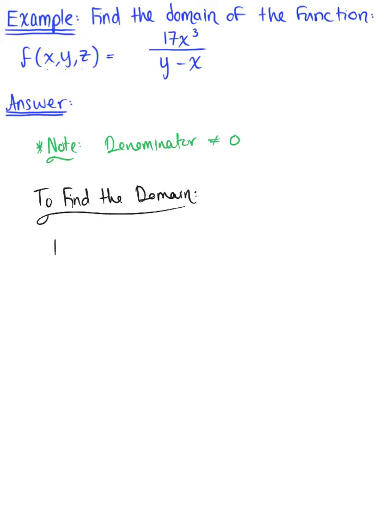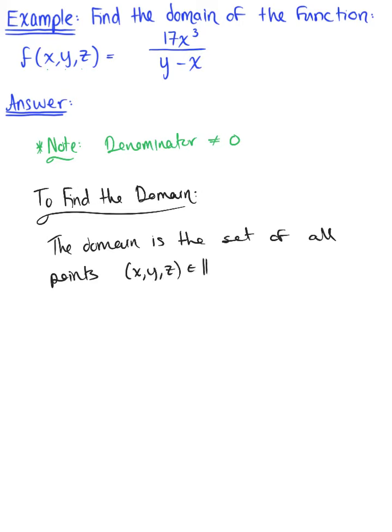we are going to think about this as the domain is the set of all ordered triplets x, y, z. So the set of all points x, y, z in R3. And this is going to be such that y minus x cannot be equal to 0.